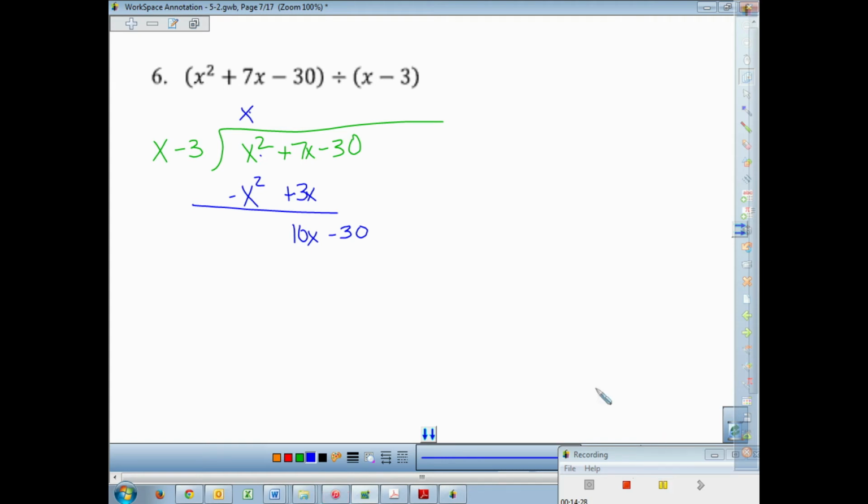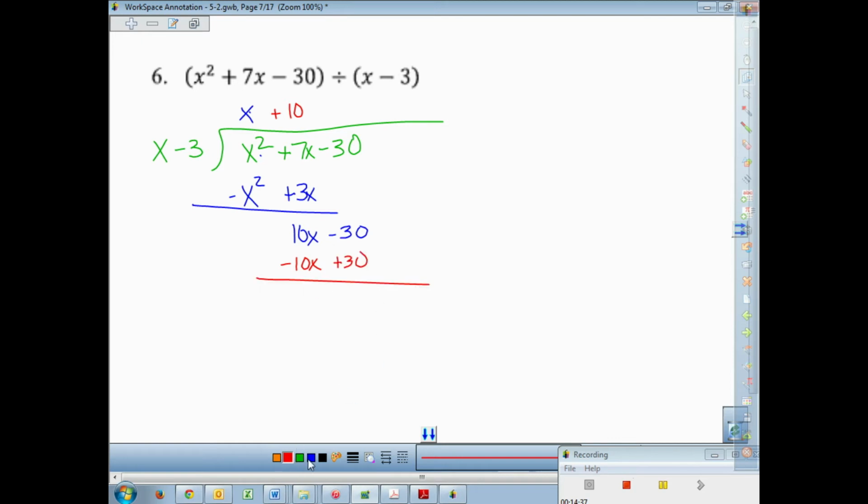Work with pal. Take 10x divided by x. Put it right here. What would you put right here? Plus 10. Then we multiply and do the opposite to bring her down. So then we'll take this plus 10 times x and get 10x, but I want the opposite of that and get a minus 10x. And then 10 times -3 is a negative 30. I want the opposite of that, and I'll get a positive 30.